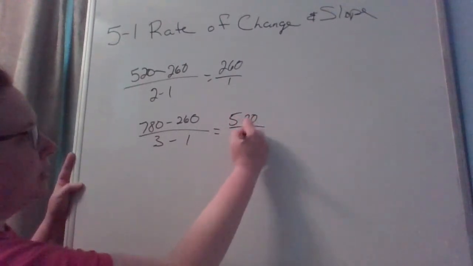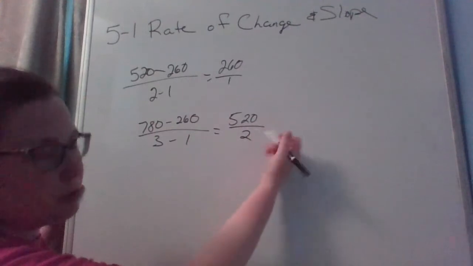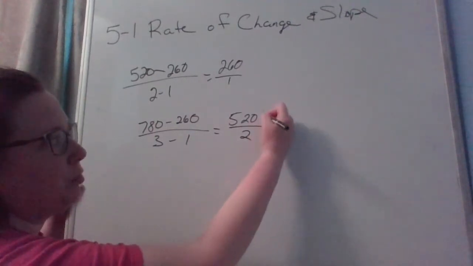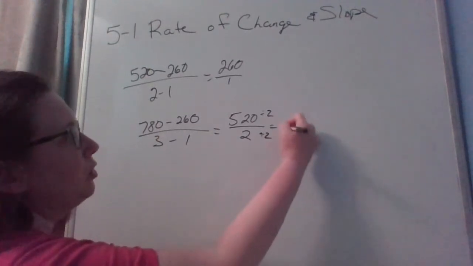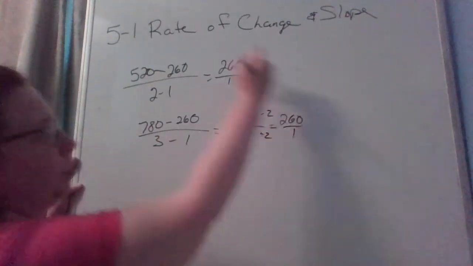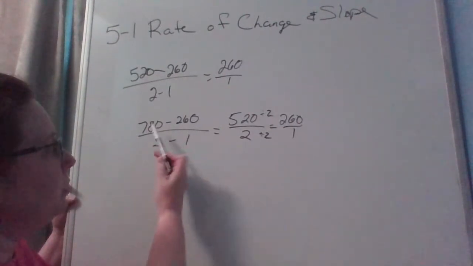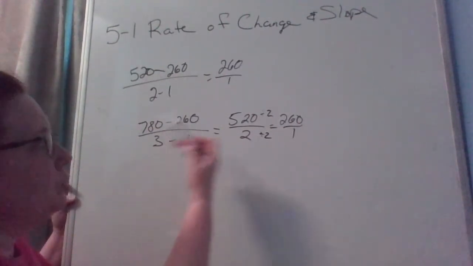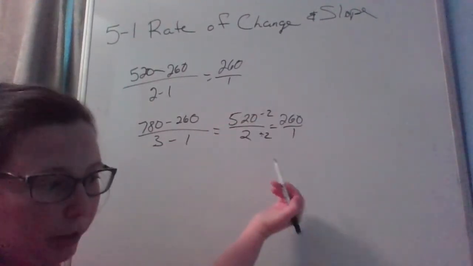When we subtract here, we will get 520 over 2. If you reduce this, so we're going to divide both by 2, because that is our greatest common factor, you will actually end up with what we had previously. So although these are non-consecutive, once you do the math and you reduce it, you will end up with the same rate of change.